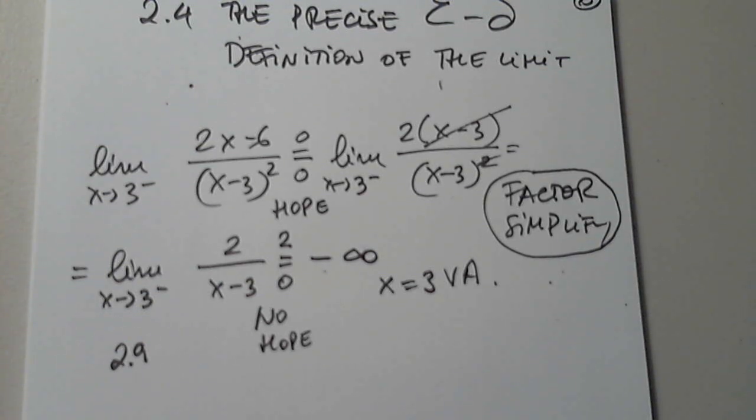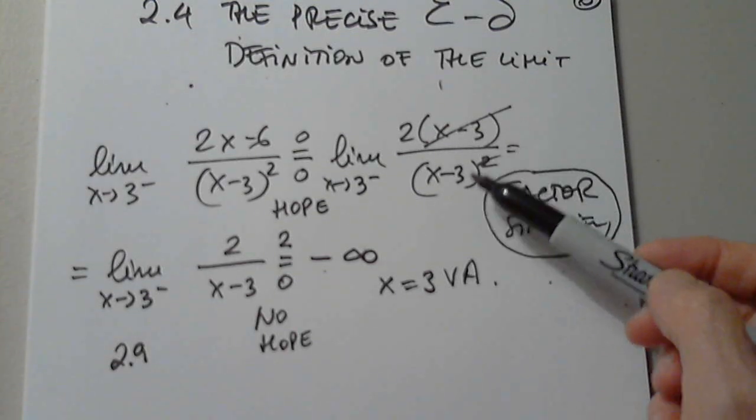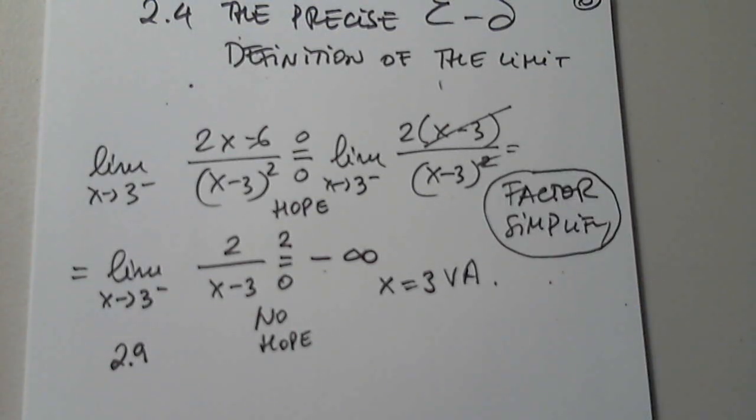When I answered, that's the first thing I did. I plugged it in first. Yes, 0 over 0, so I said there's hope. And I said it's approaching 3 from the left. And then I plugged in 2.9. But you have to simplify first. You have to simplify a factor first.